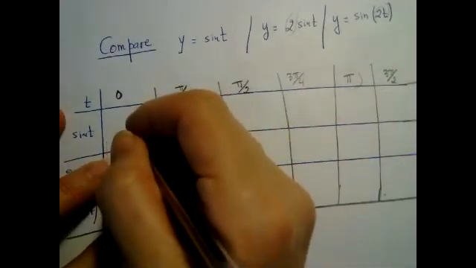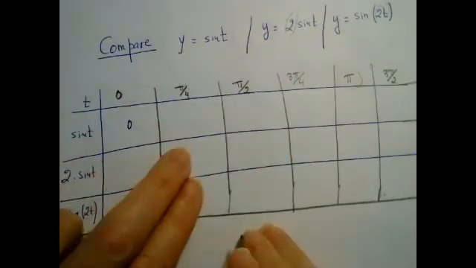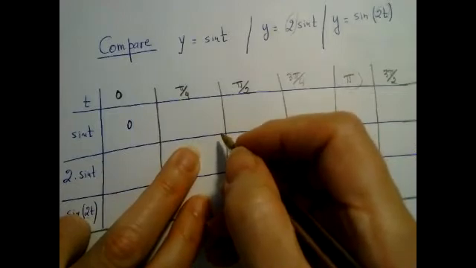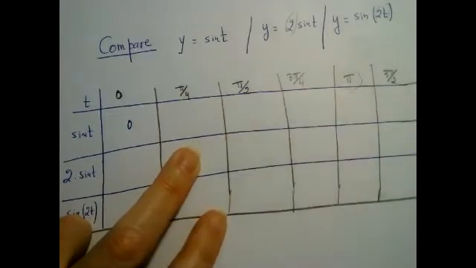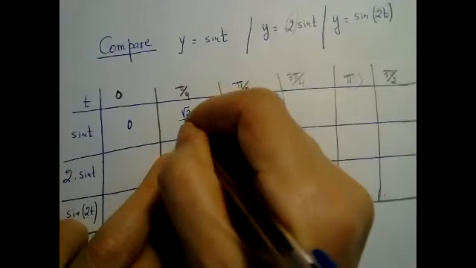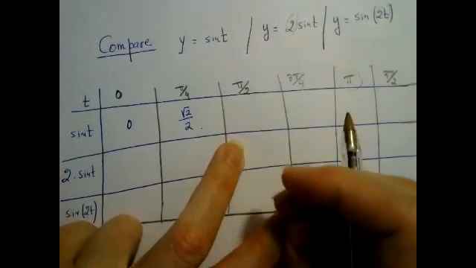Okay, what's sine of 0? I want answers very quickly. Anybody? Okay, sine 0 is 0. Sine pi over 4, anybody remember that? Don't make me ask you. This is a value that you should remember, square root of 2 over 2. Okay, sine pi over 2, quickly.